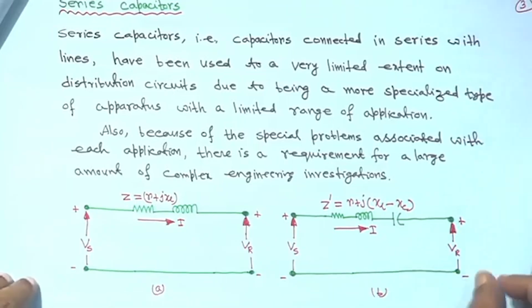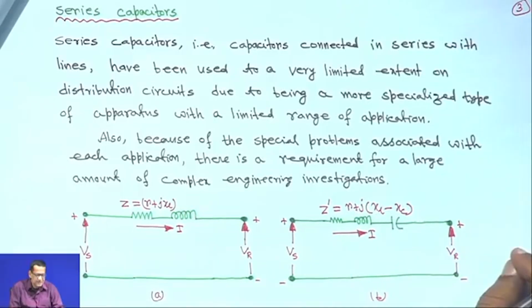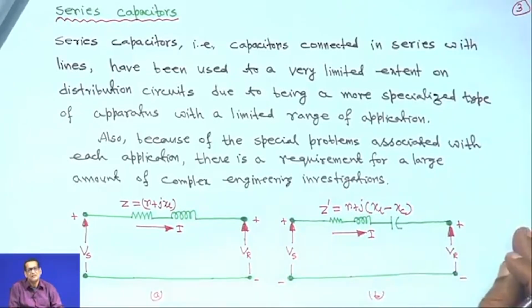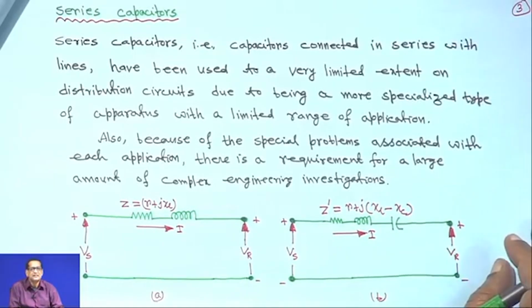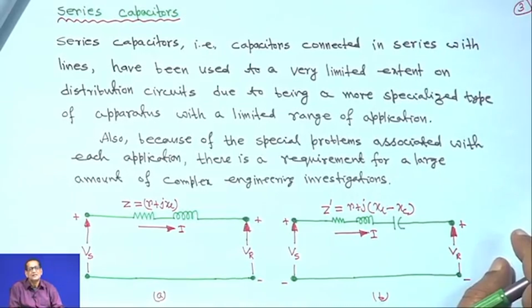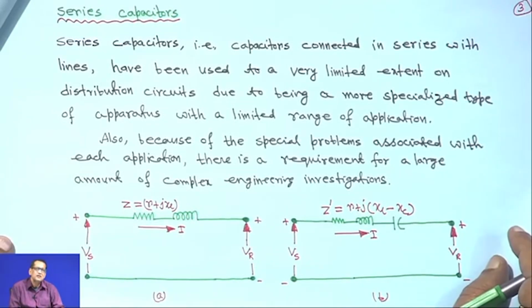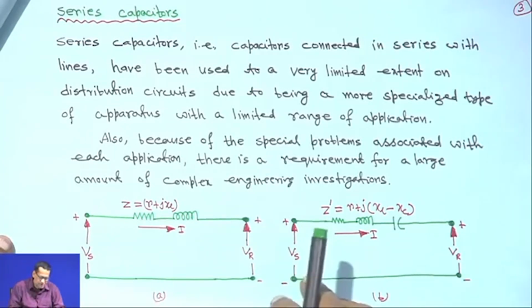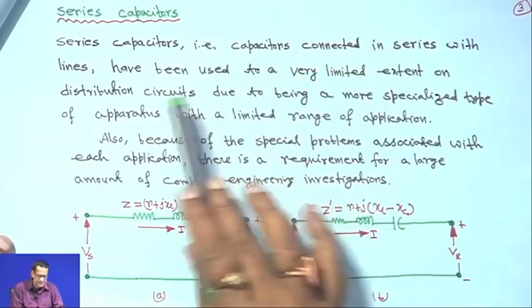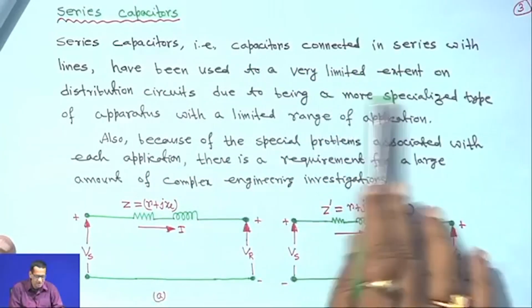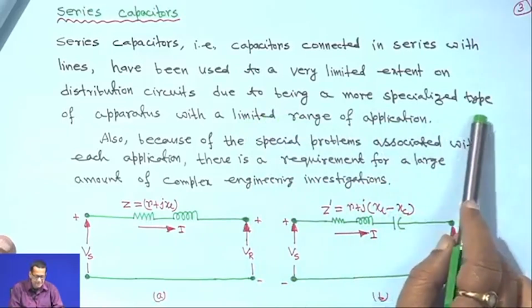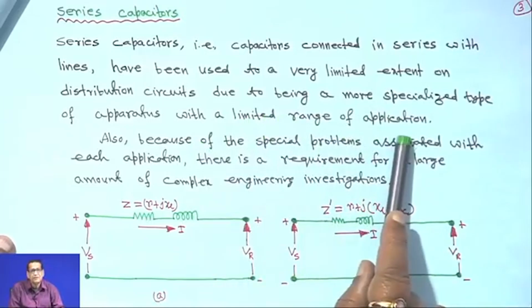Now first we will look at the series capacitor. Generally, the application of series capacitors in distribution systems is not much, it is restricted, but in transmission systems there are many applications of series capacitors. But before using a series capacitor, you have to consider many other factors also. Series capacitors, that is, capacitors connected in series with lines, have been used to a very limited extent on distribution circuits due to being a more sophisticated type of apparatus with a limited range of applications.